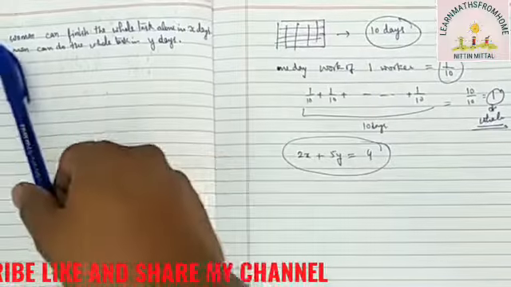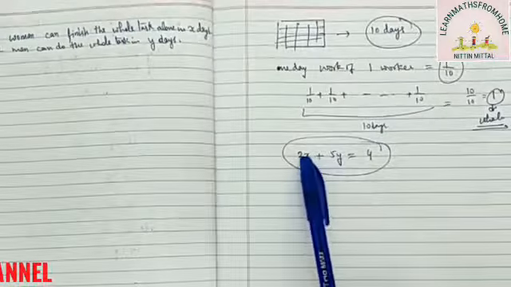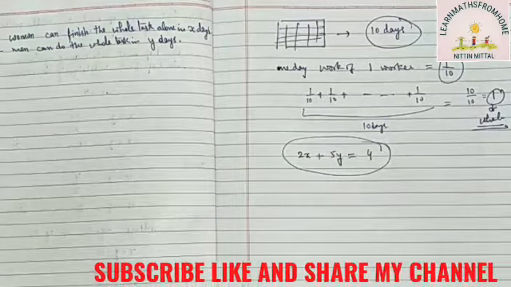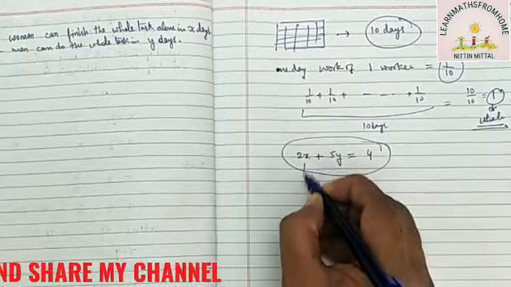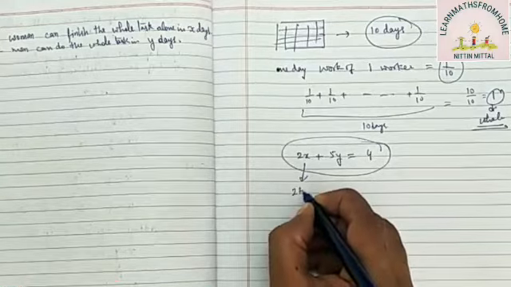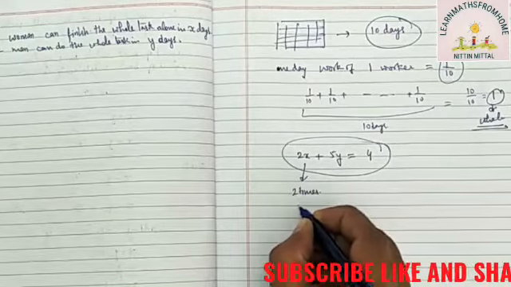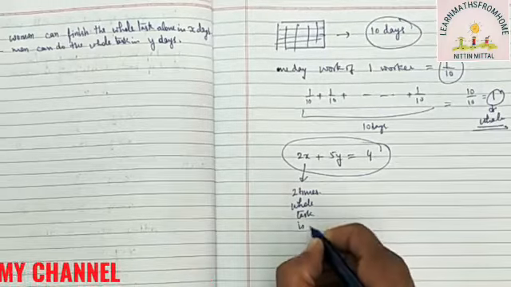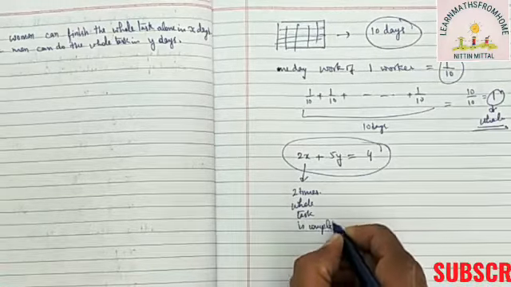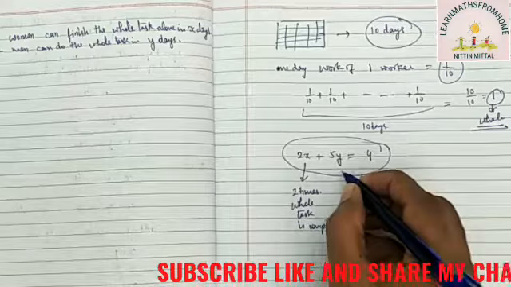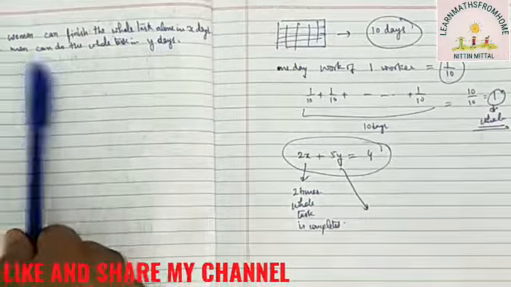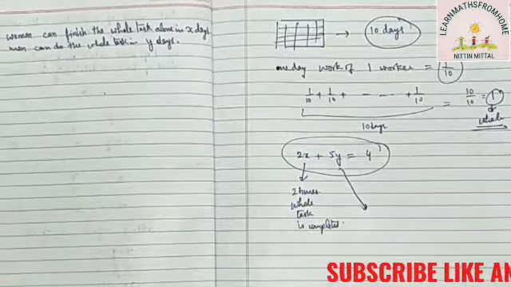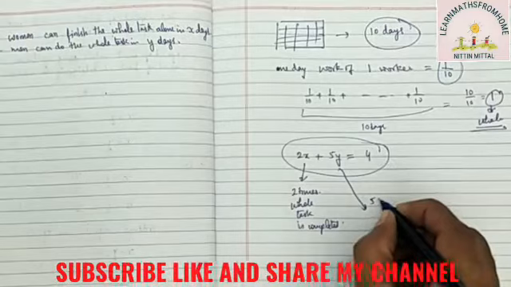In x days, one woman can do the whole task. It means here 2x is there, so how many times is the work being done? Here 2 times the whole task is being done. Whole task is completed, right? And again, in y days, one man can finish the complete work. So 5y represents what? It means 5 times the work is done.